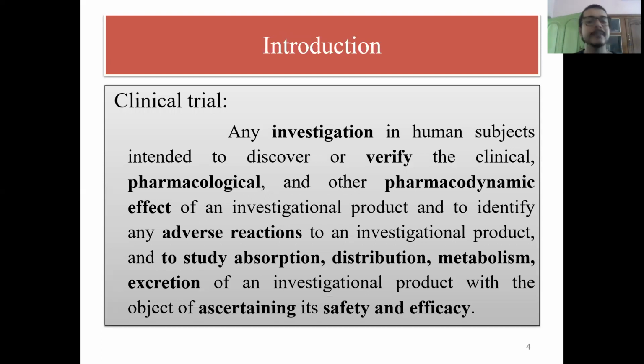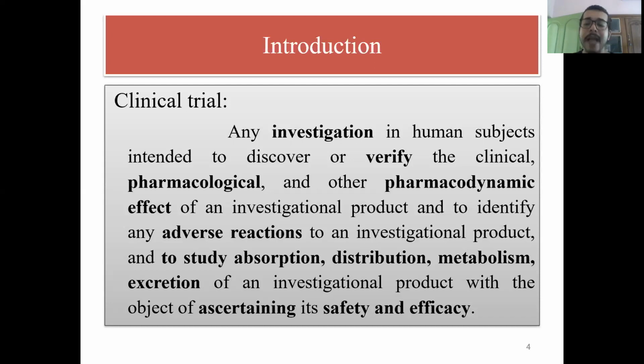Clinical trial is any investigation in human subjects which is intended to discover or verify the clinical, pharmacological, or other pharmacodynamic effects of an investigational product, to identify any adverse effect of an investigational product, and to study absorption, distribution, metabolism, excretion of an investigational product with the object of ascertaining its safety and efficacy. So what does it mean? Firstly, we are talking about an investigational product. Investigational product means the product which is under investigation, the product about which we don't know much.